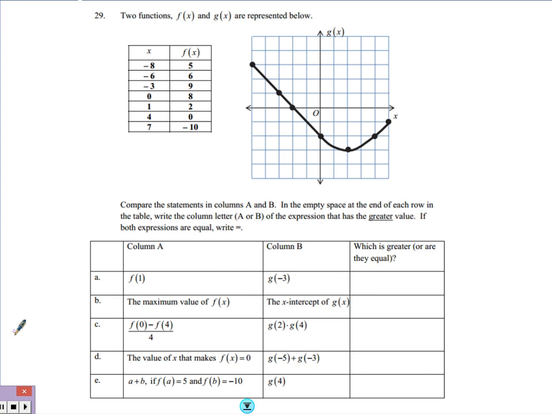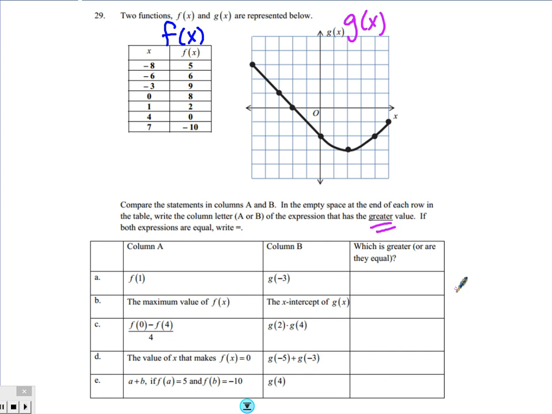So let's read the problem. It says two functions f and g are represented below. So we have f of x in a table, and we have g of x on the graph. And we need to compare the statements in column A and B. In the empty space at the end of each row in the table, write the column letter A or B of the expression that has the greater value. So basically, which is bigger, A or B? And that's our answer that's going to go here. If both expressions are equal, write an equal sign.